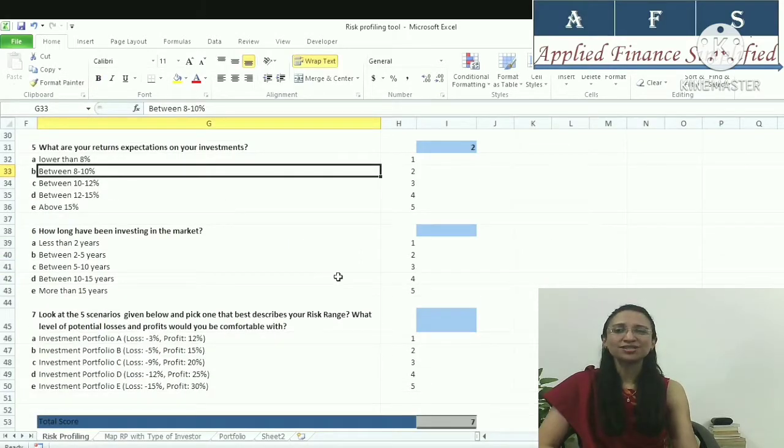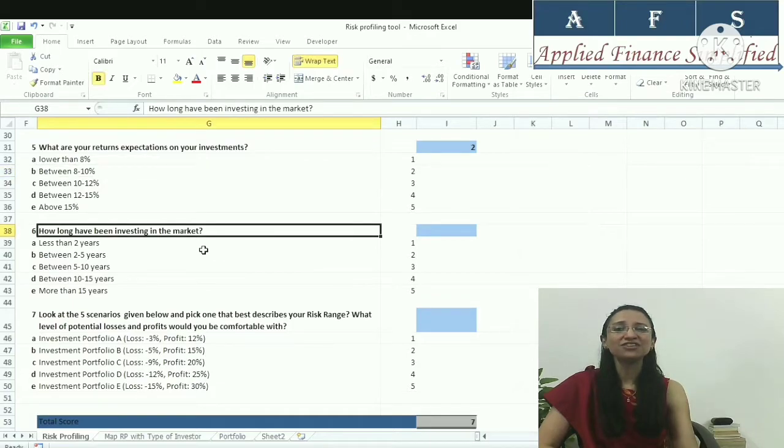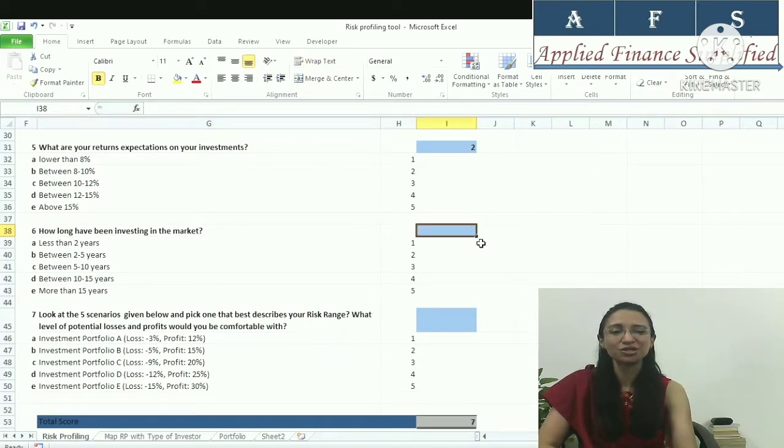The next question is, how long have you been investing in the market? Depending upon your market experience or the market cycles that you have seen, you need to score yourself. Since Mr. Raj has been serving for the past 20 years, but he has not ventured into financial markets, his investments are restricted to bank FDRs, so we will score him 1. Depending upon your market experience and experience of financial products, rate yourself.